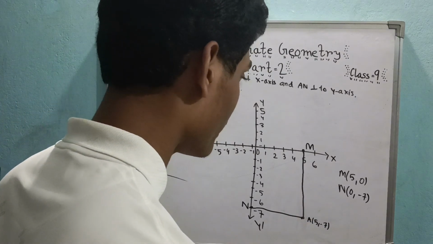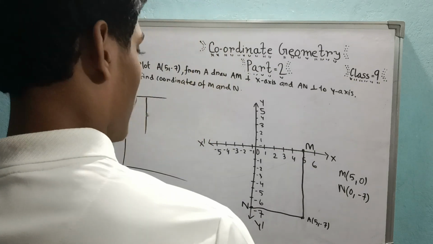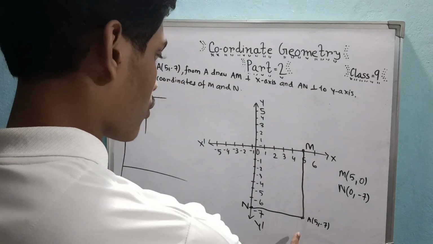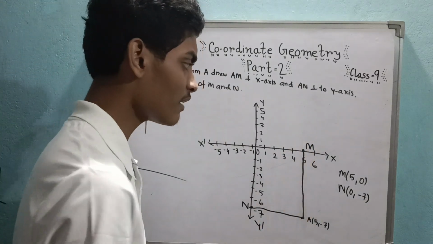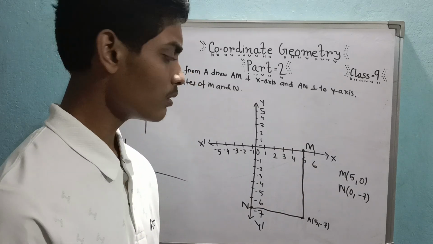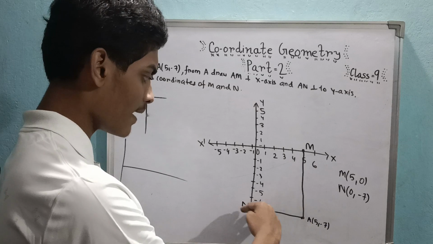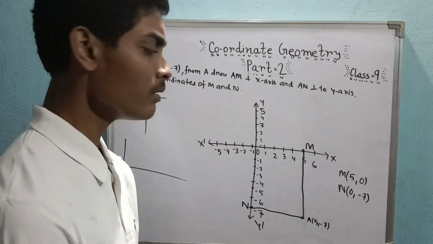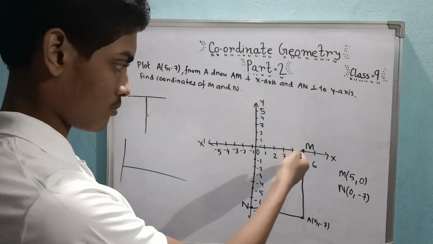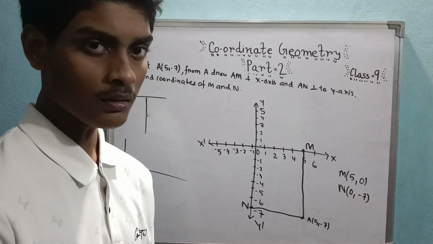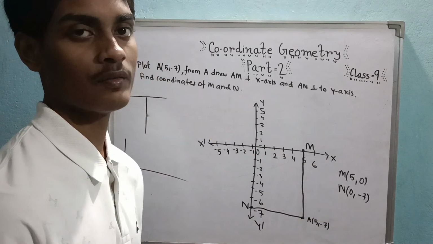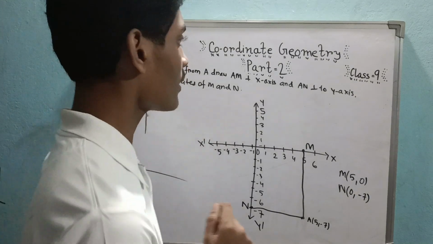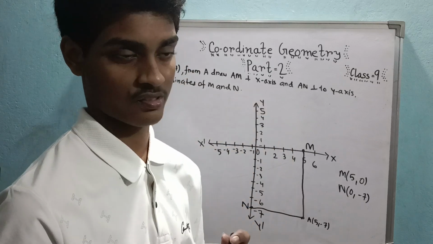After you finish plotting the point, just have a clear conception. Perpendicular to x-axis means a straight line like this. Just draw a straight line from A, and where it meets the x-axis, that is your perpendicular line. Similarly, from A, draw a straight line up to the y-axis, where it meets is the perpendicular to y-axis, AN. Now from the graph, just observe the coordinates of M and N. 5 comma 0, 0 comma -7. Easy as that. Finished. So these are the kinds of sums that can arise in the geometrical questions.